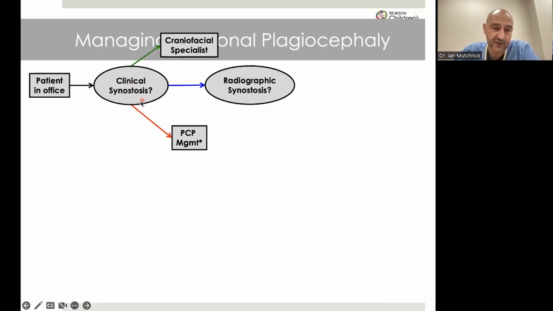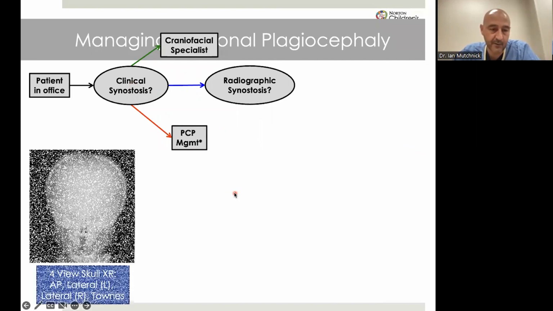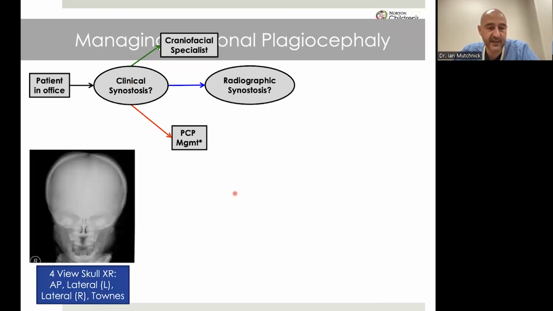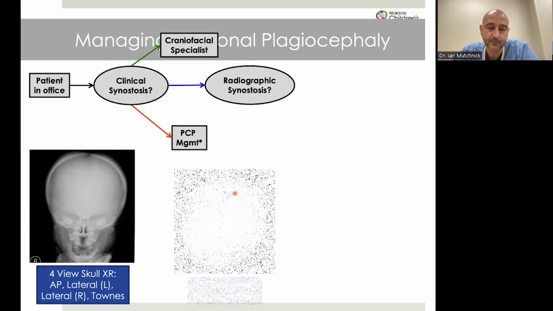If the answer is no to clinical synostosis, then it is entirely appropriate to manage the patient, although we are always happy to see them. So here's a four-view of the X-ray. That's one way to evaluate radiographically. It's a four-view skull X-ray. So it's AP, lateral right, lateral left, which gives us both the left and right coronal sutures, as well as a Towne's view, which allows us to see the lambdoids really well.